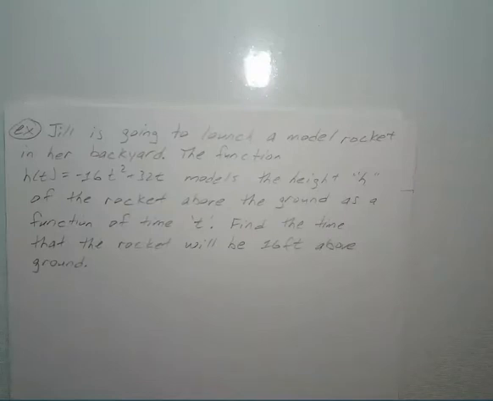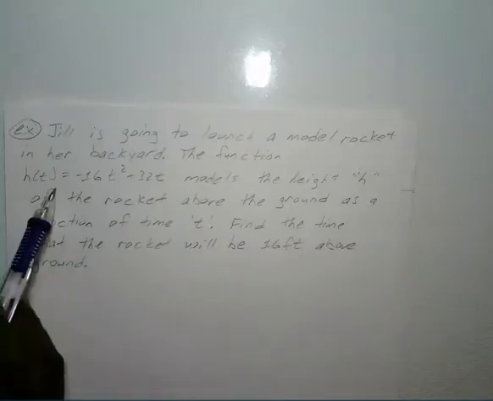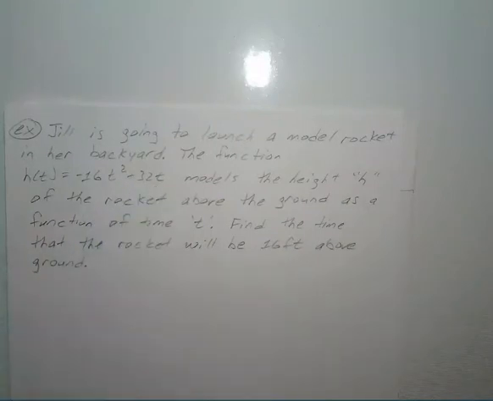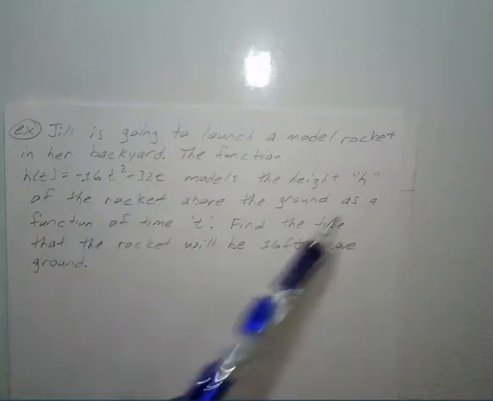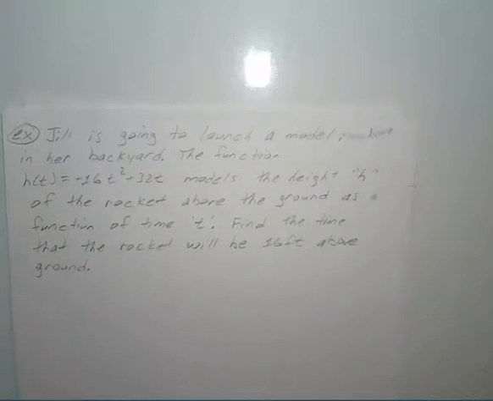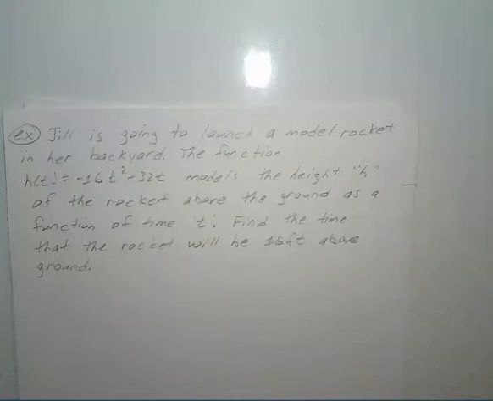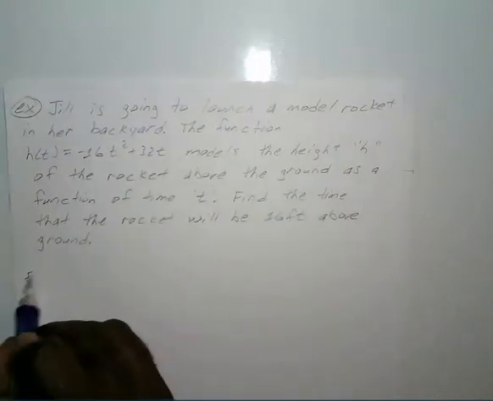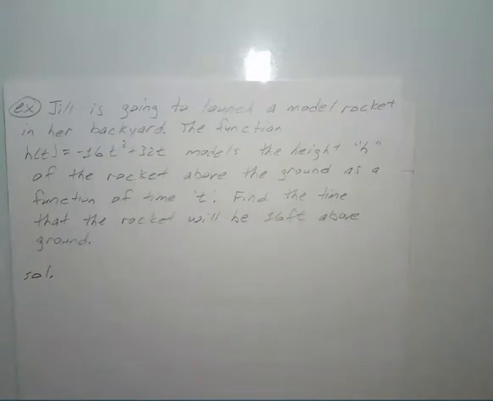Okay, so this example says Jill is going to launch a model rocket in her backyard. The function h of t is equal to negative 16t squared plus 32t models the height of the rocket above the ground as a function of time t, where t represents time. Find the time that the rocket will be 16 feet above ground. Alright, so we're going to go ahead and solve this one.